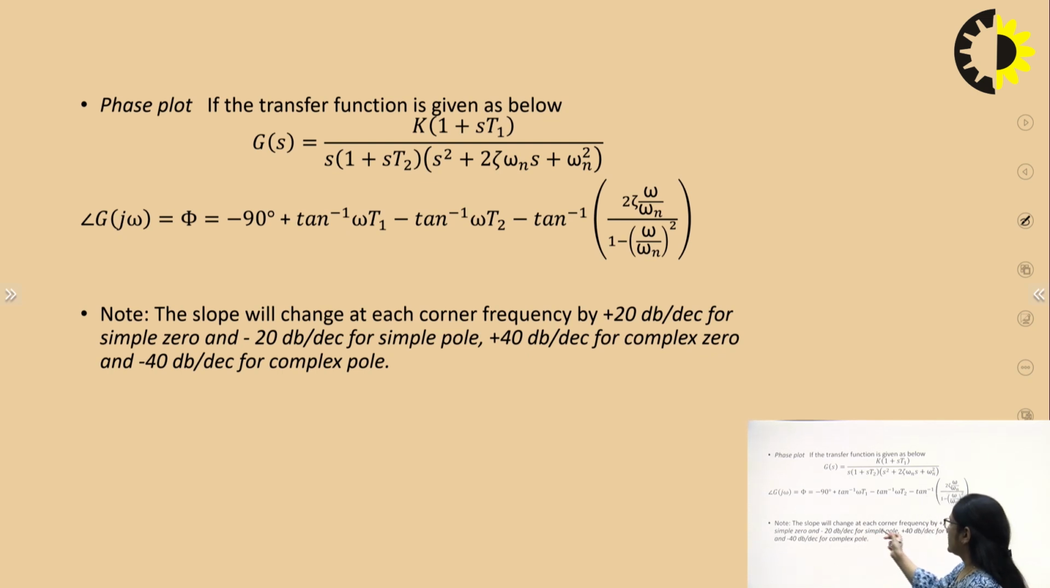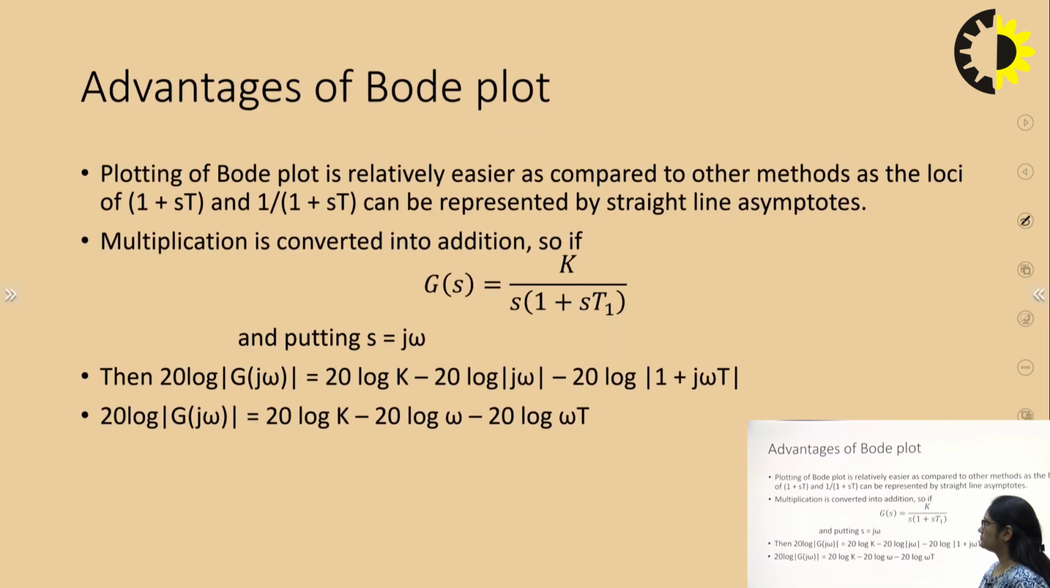The slope will change at each corner frequency by plus 20 dB per decade for a simple zero and minus 20 dB per decade for a simple pole. And for a complex zero or a complex pole, it is plus 40 dB per decade for a zero and minus 40 dB per decade for a complex pole.